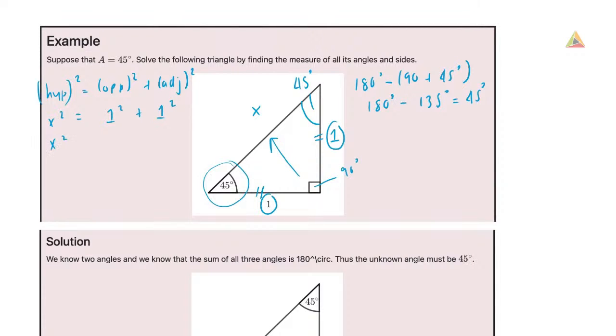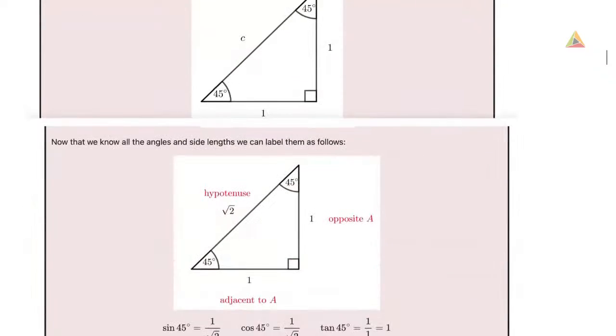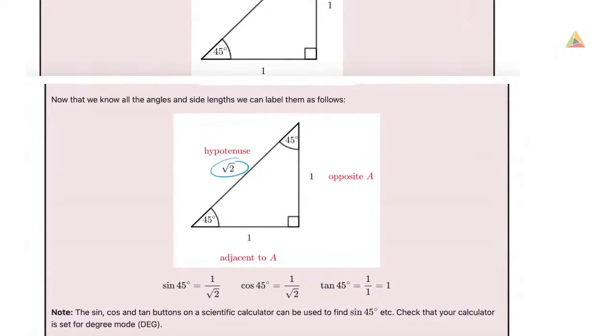So x squared is equal to, so 1 squared is 1, plus 1 squared is 1. So 1 plus 1 is 2, then x is going to be the root of 2. So that's the answer there, and I'll just scroll down to show you. So there you go, root 2. And we also figured out the other angles, which are marked in as well, what I've done above.